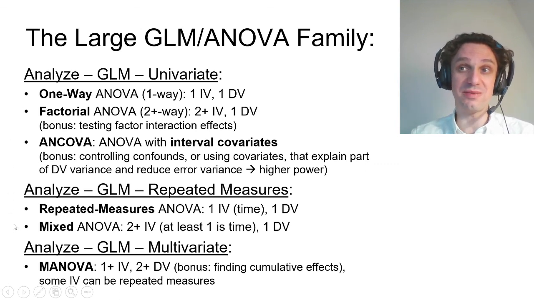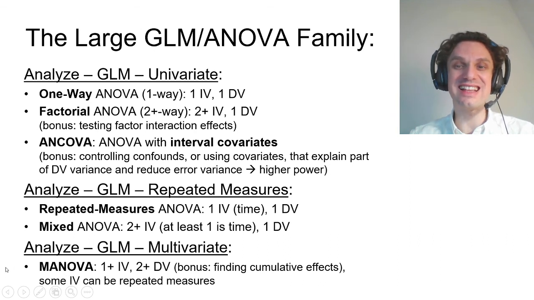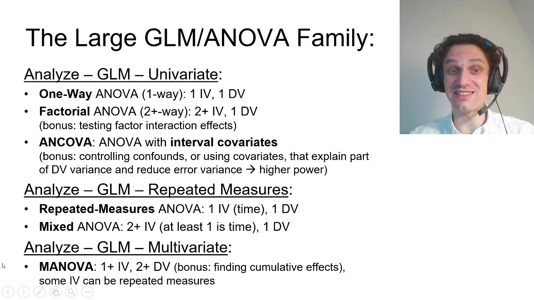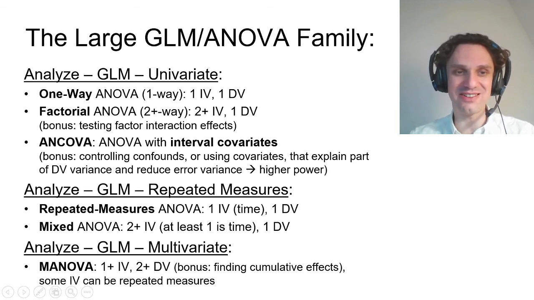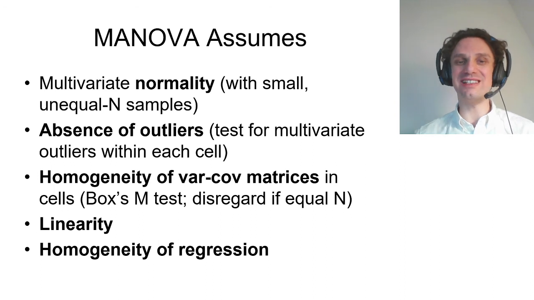But there are also repeated measures, which we have just explored. And another slightly tricky type of general linear model analysis is called MANOVA, multivariate ANOVA. I'm not going to show you any examples of this because I don't really think it's very useful in most situations. But what is MANOVA?